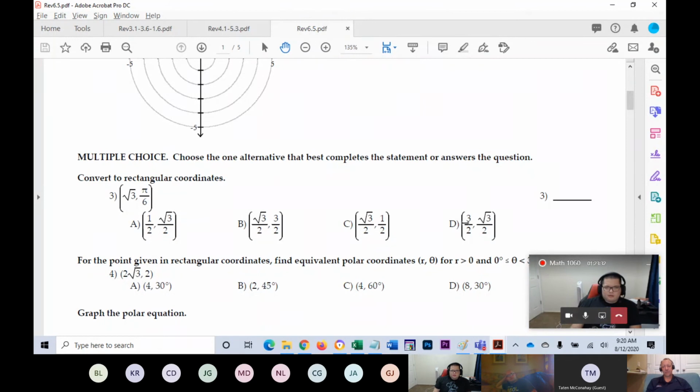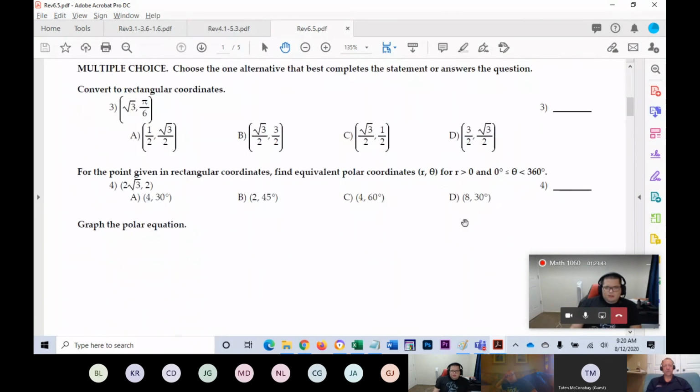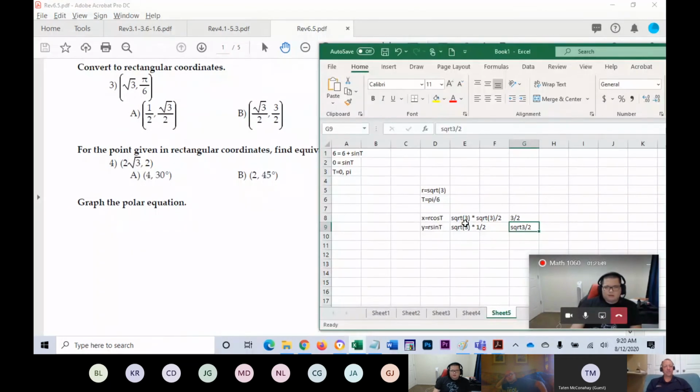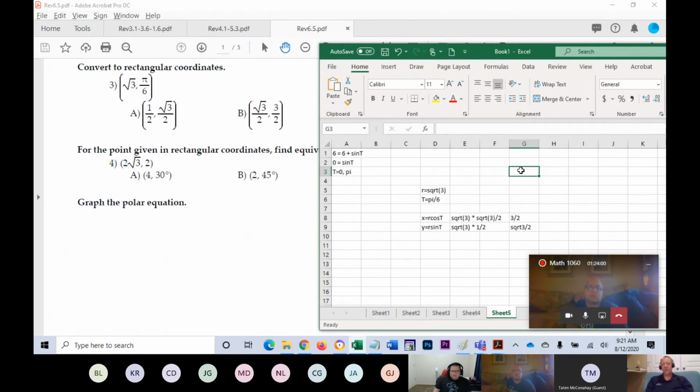How did you do it the other way around, like 4? We know x and y, but we don't know r and theta. You want to do 4? Yeah. What are the formulas we need to remember? Square root of a squared plus b squared. Say it again. Square root of a squared plus b squared. How about the square root of x squared plus y squared? Oh, that one works too.